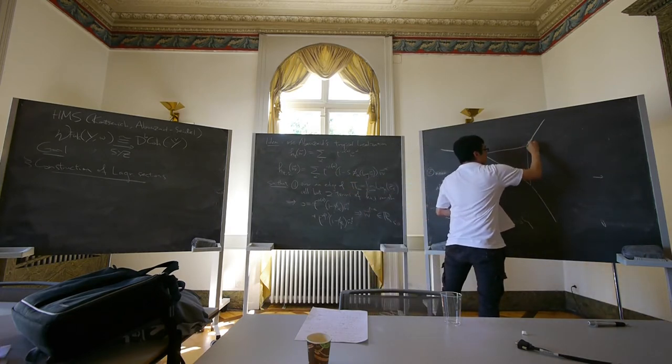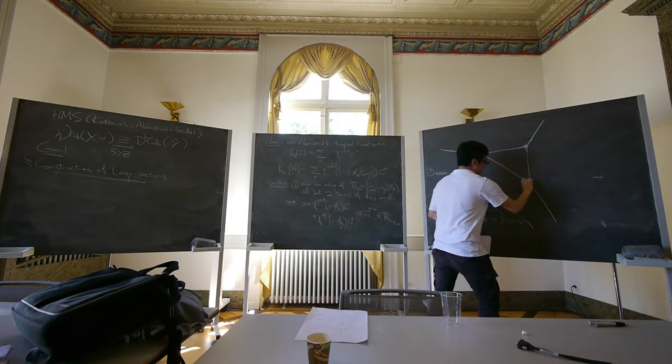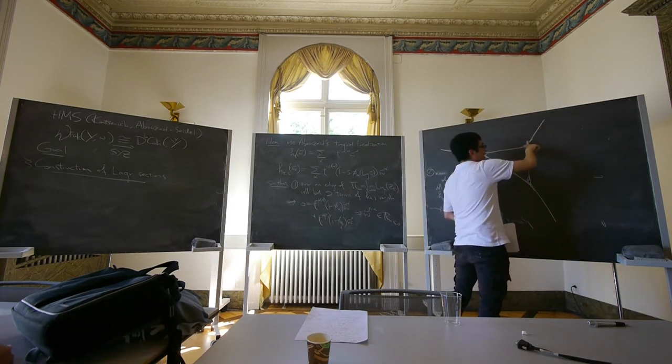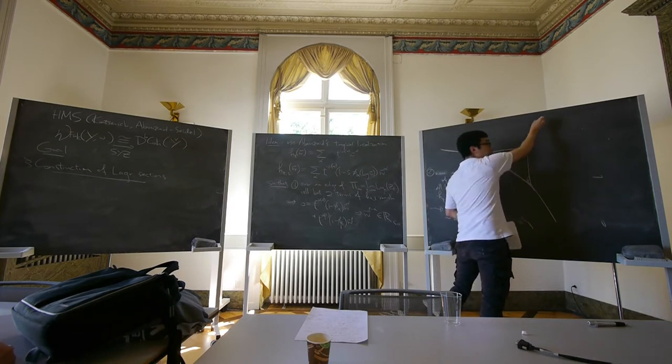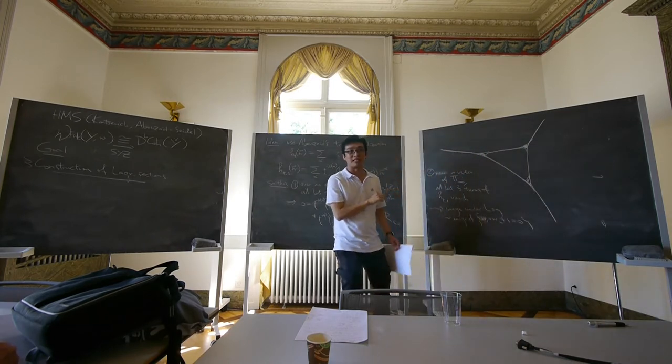So near a vertex, you still have something like a two-dimensional thing. But then near an edge, and away from a vertex, you really have an edge. Okay? So this is the tropical localization.